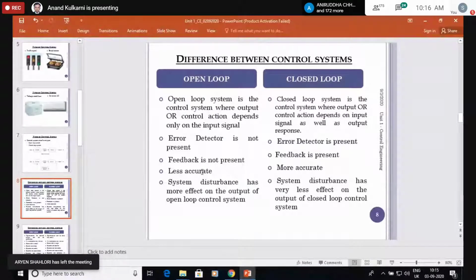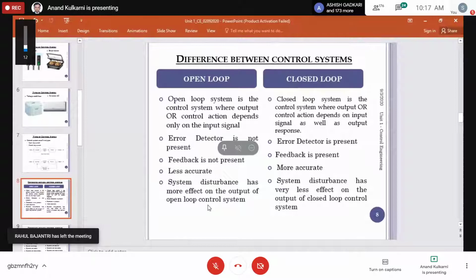It depends upon the input, and if any external disturbances are there, just like I have explained the kVA voltage, if the kVA voltage fluctuation is there, fan speed also will fluctuate because there is no feedback. So hence it is less accurate, this is more accurate. So system disturbance has more effect on the output of open loop control system. That is what I already explained. That is, kVA voltage fluctuation will affect the open loop system response.